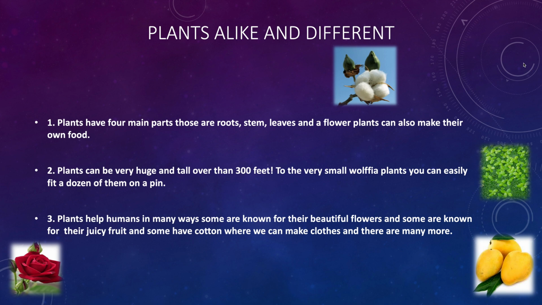Plants alike and different. Plants have 4 main parts. Those are roots, stems, leaves, and flowers. Plants can also make their own food. Plants can be very huge and tall, over 300 feet, to the very, very small leafy plant. You can easily fit a dozen of them on a pin.